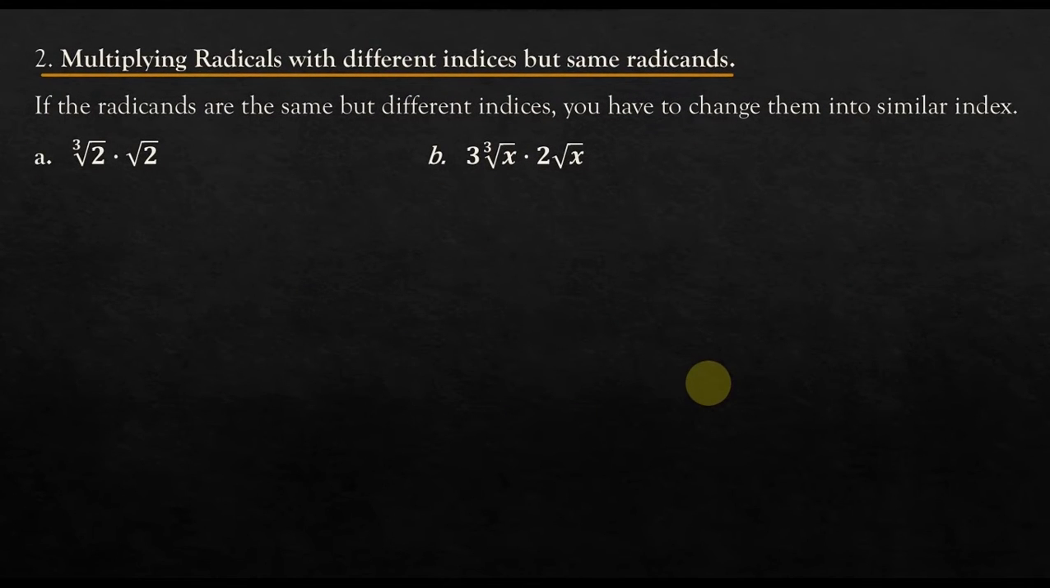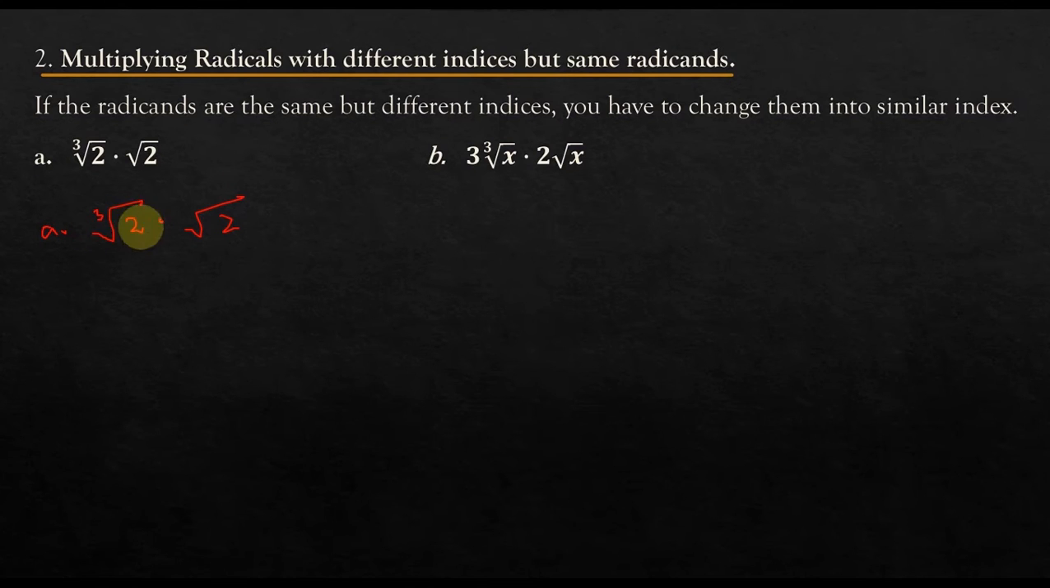Multiplying radicals with different indices but same radicand. If the radicands are the same but the indices are different, you have to change them into a similar index. So that's our goal here, to have similar index. On our first example, we have cube root of 2 times square root of 2. Since they have different indices, we need to make sure that they arrive with the same index. And to do that, let's first transform them into exponential form.